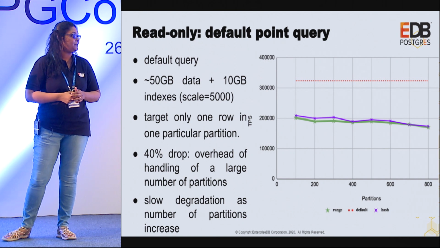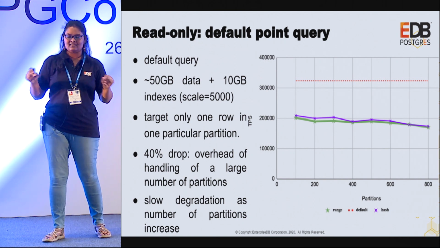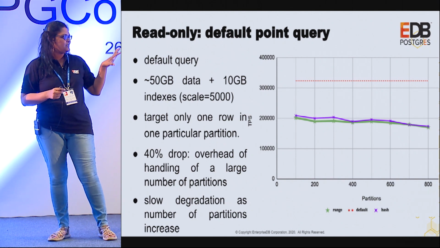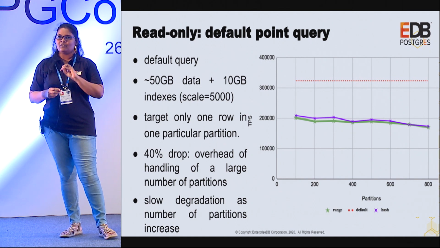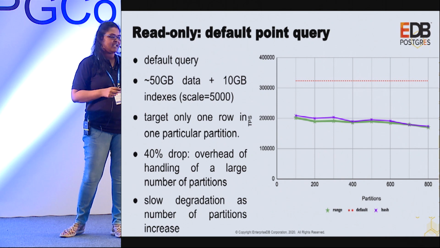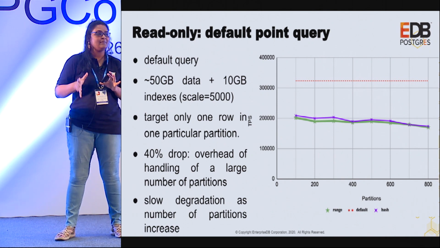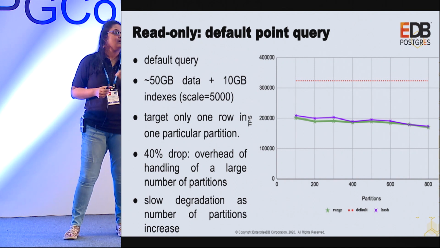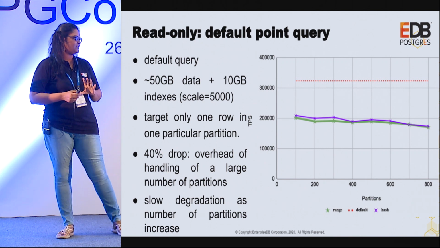This is the normal query, which is using the index, the primary index, which exists in pgbench. So this has about 50 GB of data and 10 GB of indexes. Again, the query is similar, you're just targeting one particular row. But you would see that there is a 40% drop in performance when you are using a partition case. Whether range or hash does not make much of a difference, but there's a 40% drop.